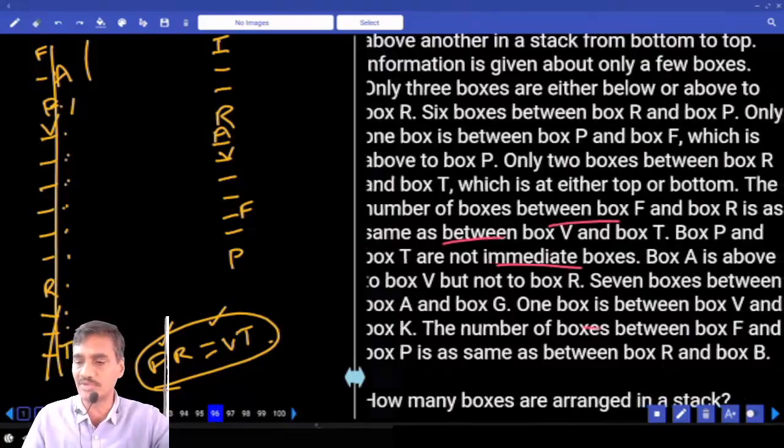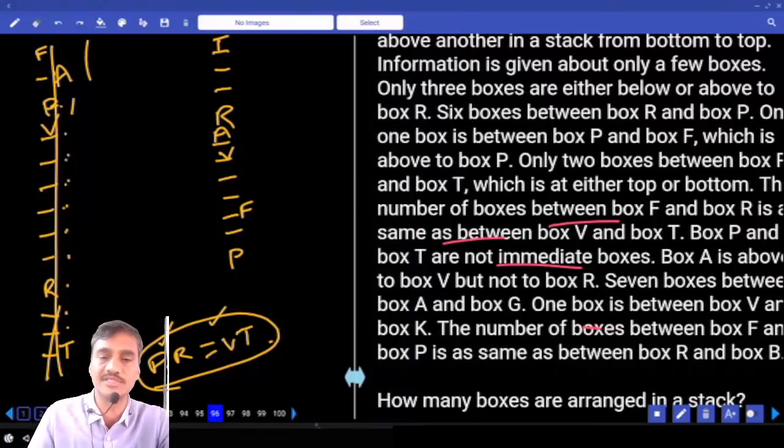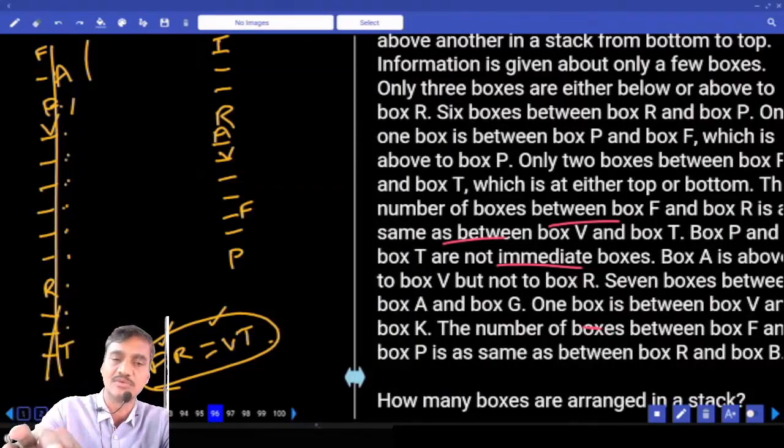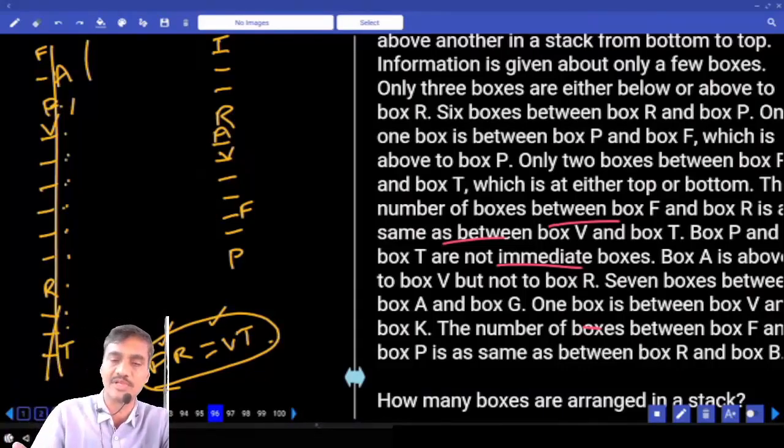And A is above to V but not to R. 7 boxes between A and G. 7 boxes between A and G అన్నాం. 7 అంటే ఎక్కడ ఉండాలి చెప్పండి? పైకి ఉండే ఛాన్స్ లేదు. 1, 2, 3, 4 because T is at the top. And below we need to have 7.